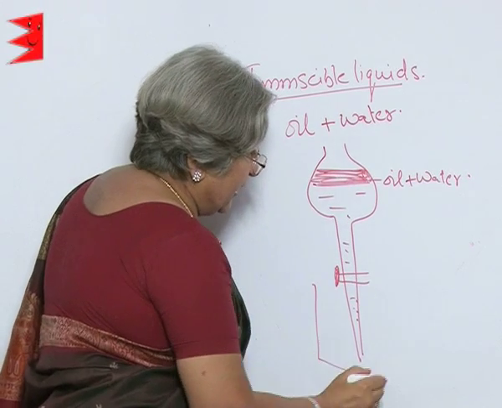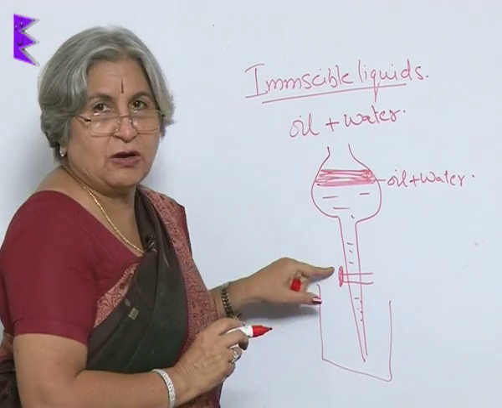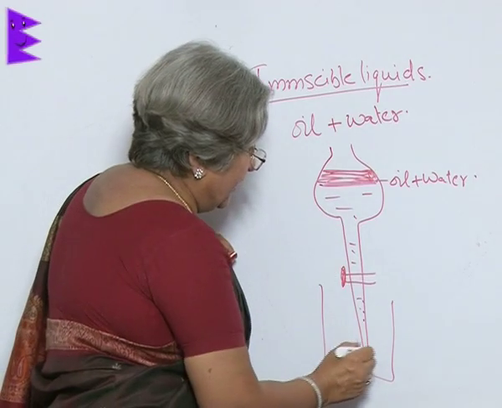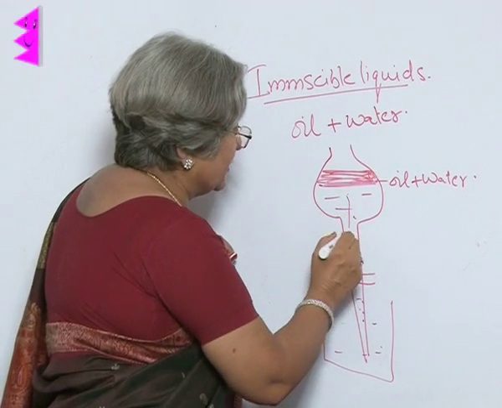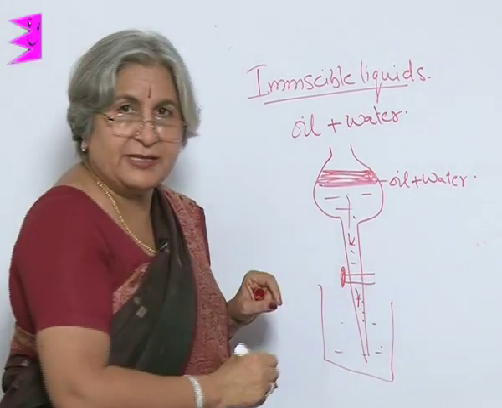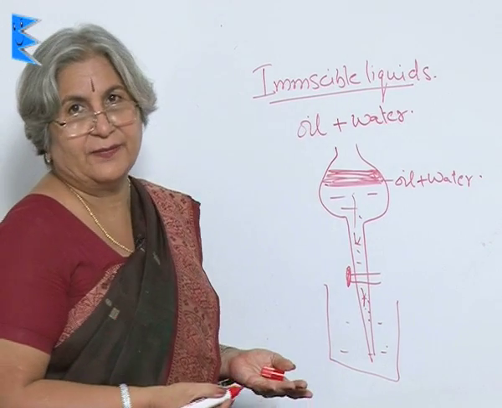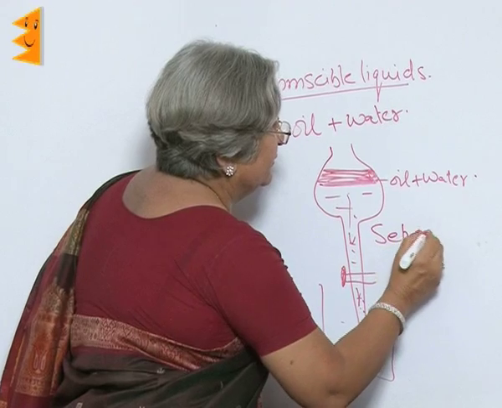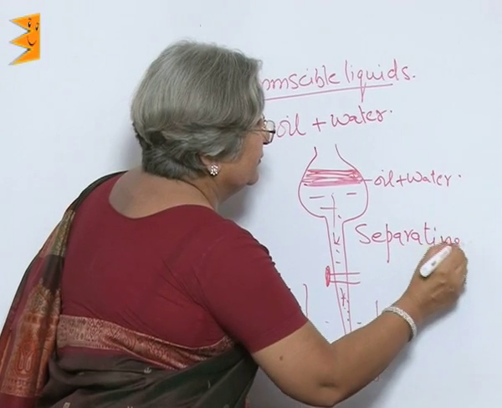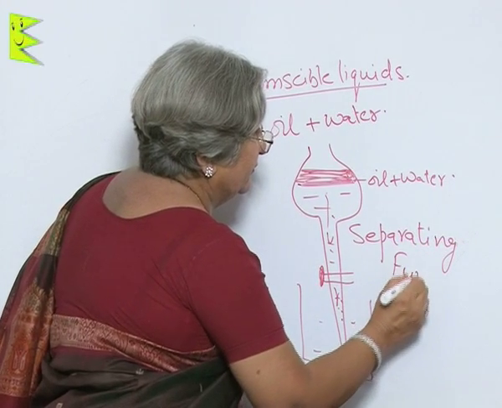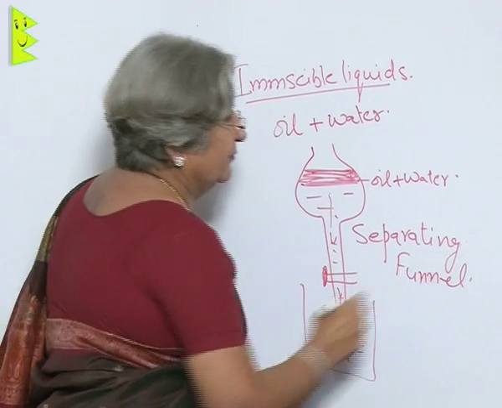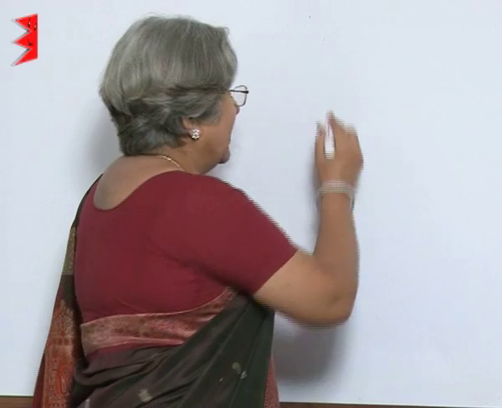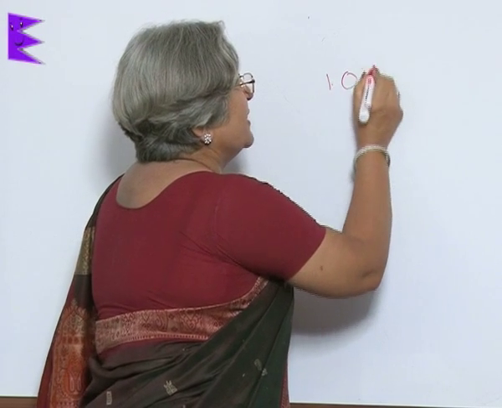Then you can put a beaker below it, open the cork, water will flow in it. Once the water has totally gone out, you can change the beaker and collect oil. This kind of funnel is called separating funnel. So, the application of this method is that oil and water can be separated.